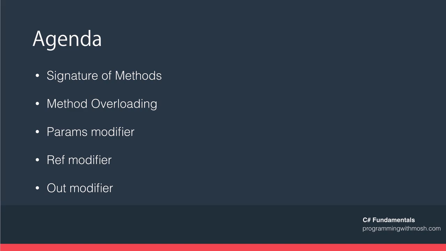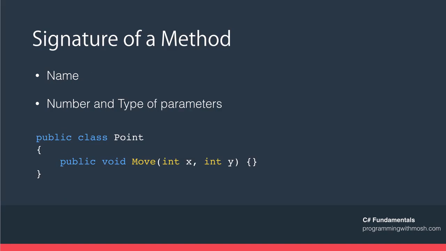Plus, there are areas in the .NET framework where you have to use the out modifier. So I want you to know how to use them, even though I'm not going to advise you to use out modifier when designing your classes and methods. We'll see the reasons later in this lecture. So let's get started. What is the signature of a method?